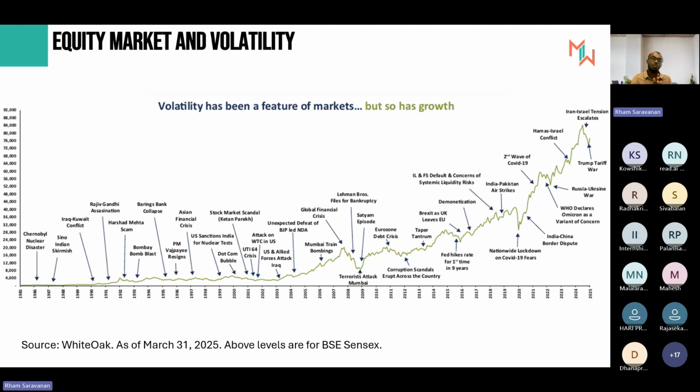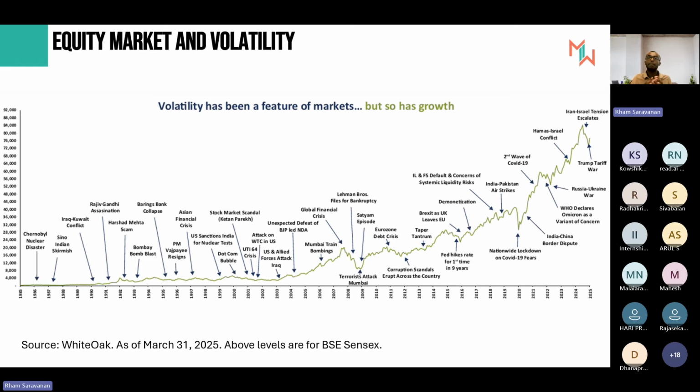So let's now zoom out and look at something even more important: how markets behave over longer periods of time. This slide is very powerful, because it tells a simple but often forgotten truth. Volatility has always been a feature of the equity market, but so has growth, right? What you see on this chart is the long movement of the BSE Sensex.